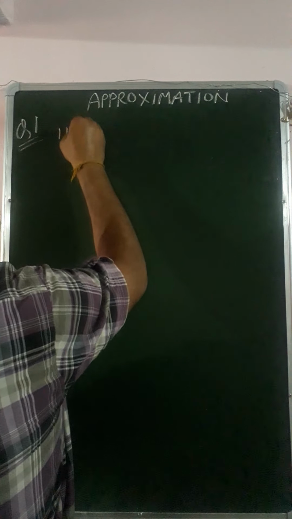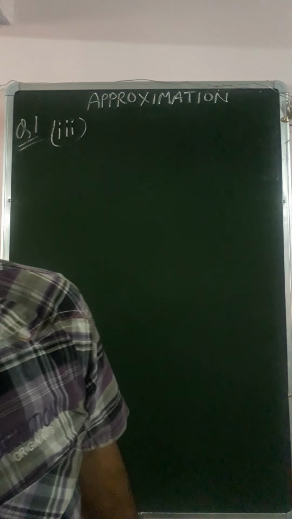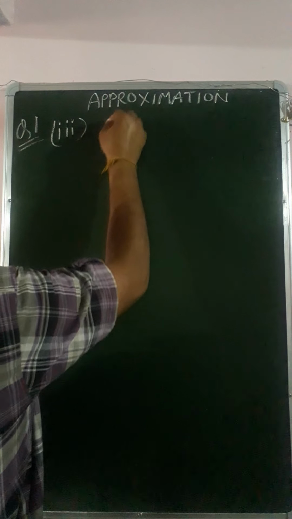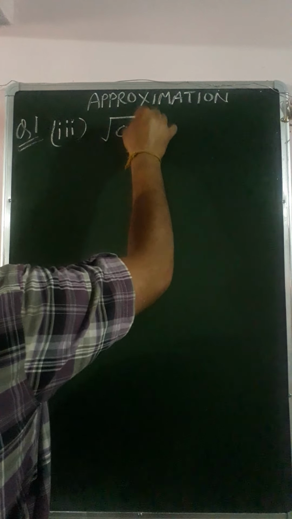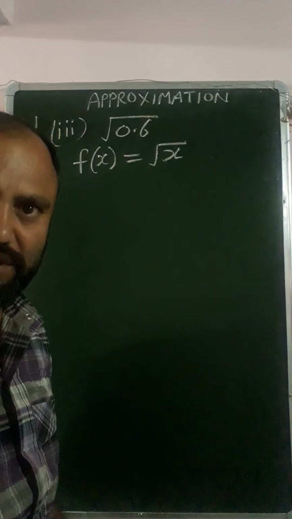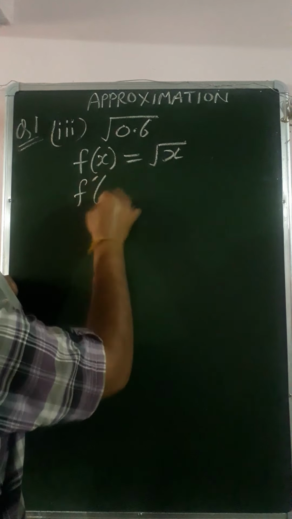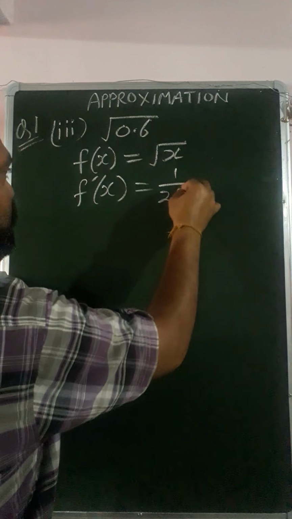Okay, now for question number 1, I am taking the third part of this question. The question is, find the approximate value of square root of 0.6. So let us take the function f(x). It is similar, that is root x. As you know, this is the square root function, so I am taking the function square root x. Now what is the derivative? f dash x is 1 upon 2 root x.